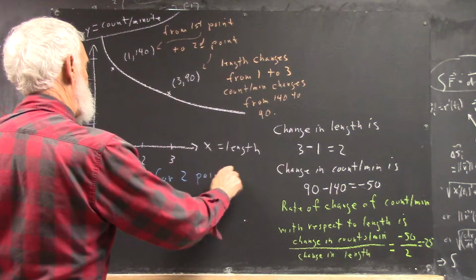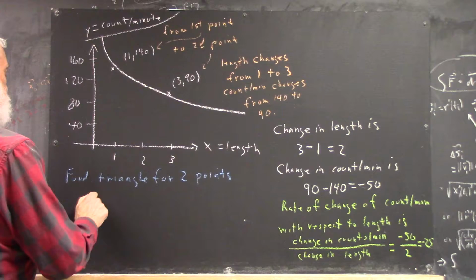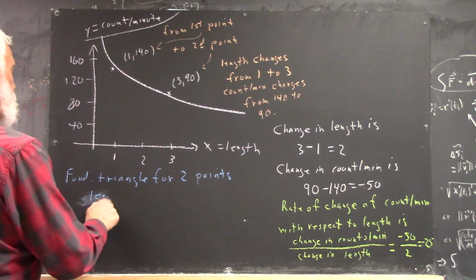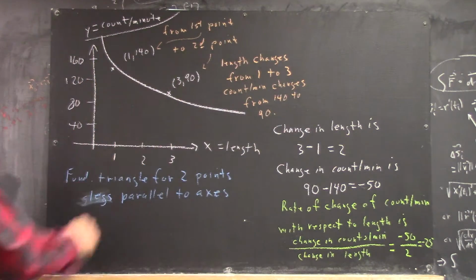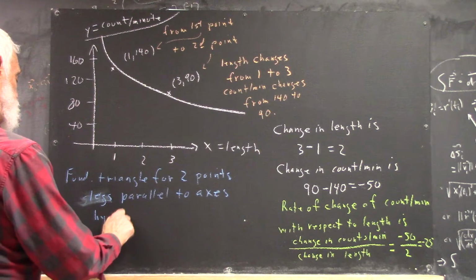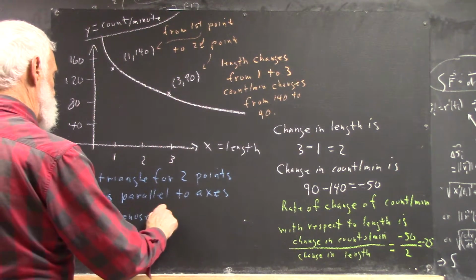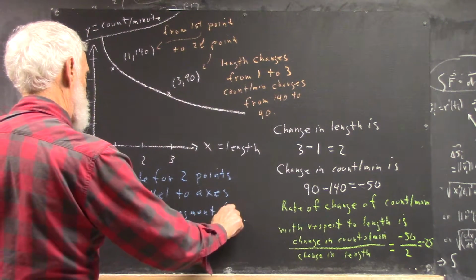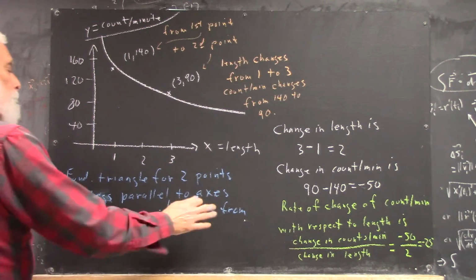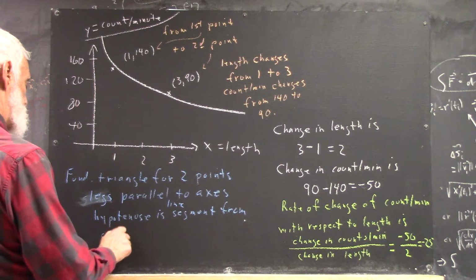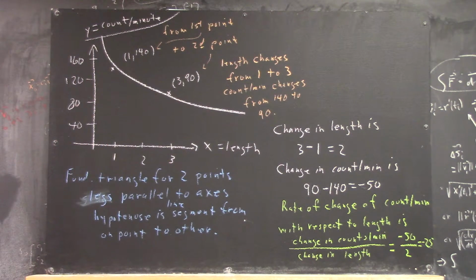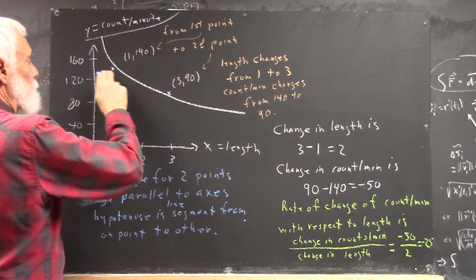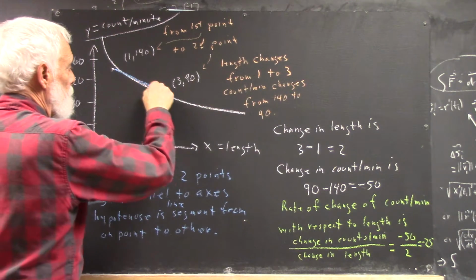For 2 points, I'll use the right word, legs, parallel to the x and y axes. I guess I better say line segment. The hypotenuse is a line segment from one point to the other. Okay? Now, the fundamental triangle for these 2 points, well, the hypotenuse is this line segment, right?